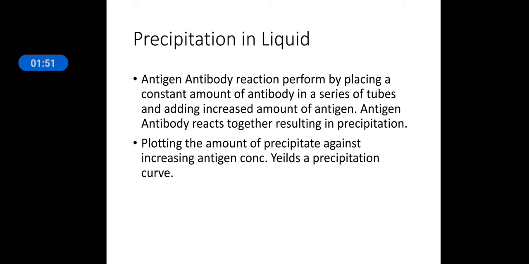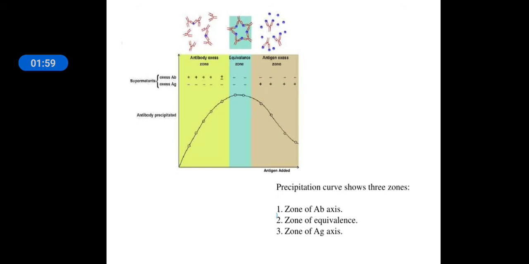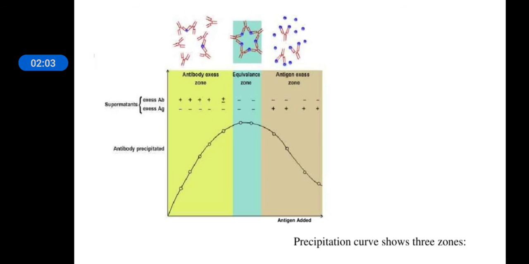The plotting of the amount of precipitate against the increasing concentration of antigen will yield a precipitation curve. I will show you the precipitation curve. In the precipitation curve, we can say there are three zones: the antibody excess zone, equivalence zone, and antigen excess zone.